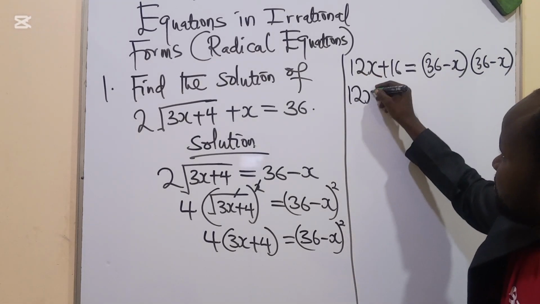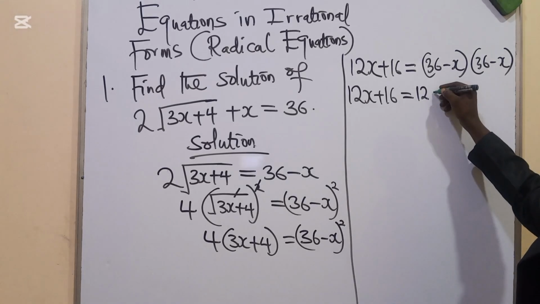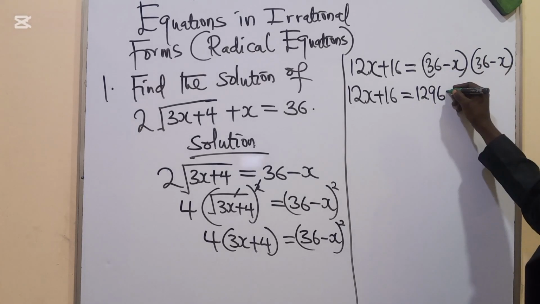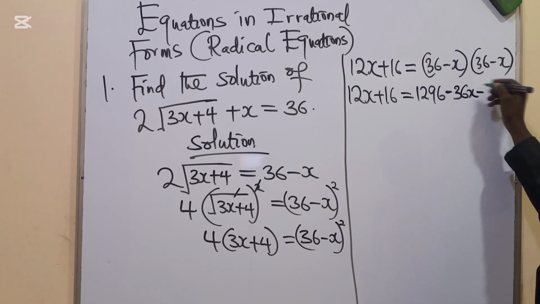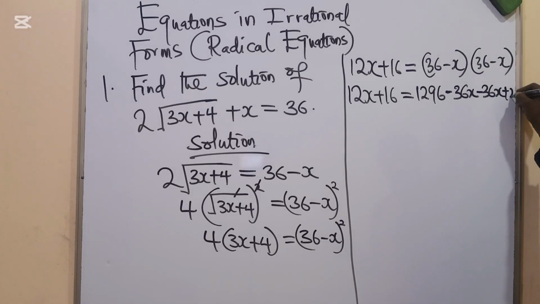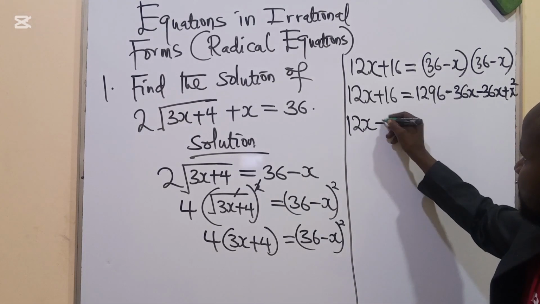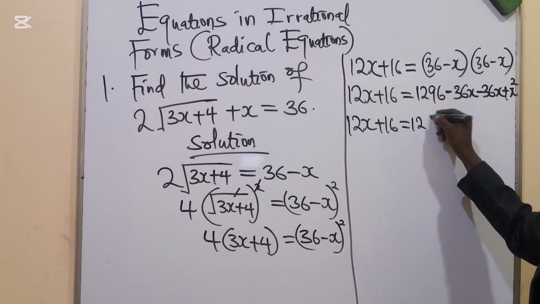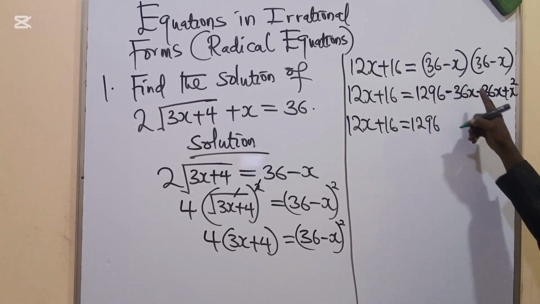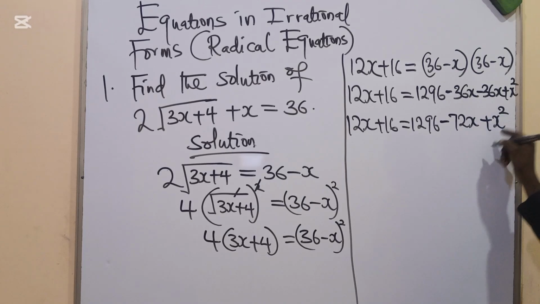So this will be 12x plus 16 equals 36 times 36, that's 1296. 36 times minus x, that's minus 36x, minus x times 36, that's minus 36x. Minus times minus is plus x squared, because x times x is x squared. Very important. This will be 12x plus 16 equals 1296 minus 36x minus 36x, that will be minus 72x plus x squared. This is a quadratic equation.